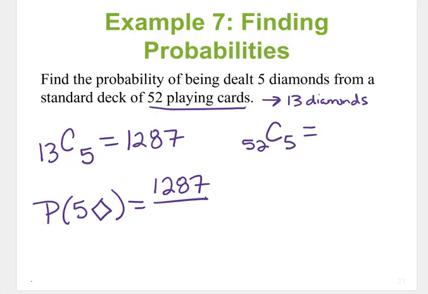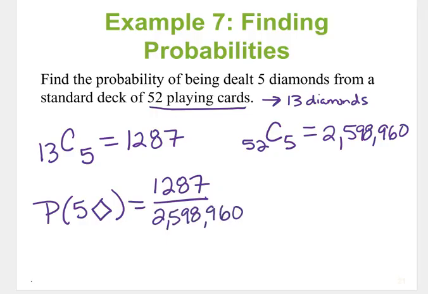Okay, now that number is a little bit bigger. When you put that in your calculator, it's 2,598,960. So you have to divide the number of ways that you could choose those 5 diamonds out of the 13 by the number of ways that you could choose 5 cards out of the entire deck of cards. That's way more involved. All right, so this is 0.0005.